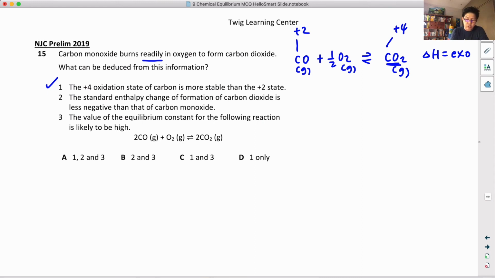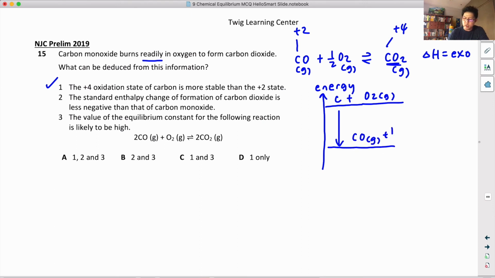The standard enthalpy of formation of carbon dioxide is less negative than that of carbon monoxide. So how does it work? If I have this energy, I will start from carbon plus O2. If I'm going to form carbon monoxide, it is over here. Then only half of the oxygen will be used, the other half of the O2 will not be used. But this can continue. From here to here, you can see this is negative, exothermic. This is a negative value.